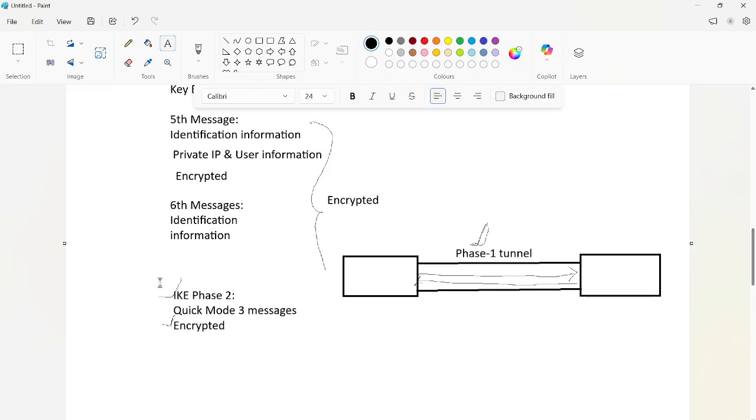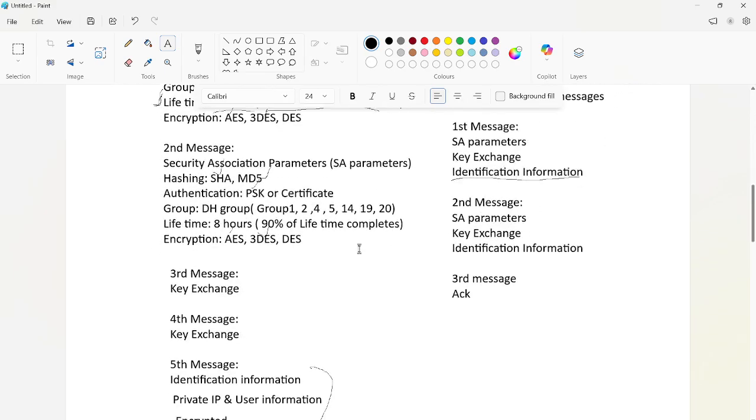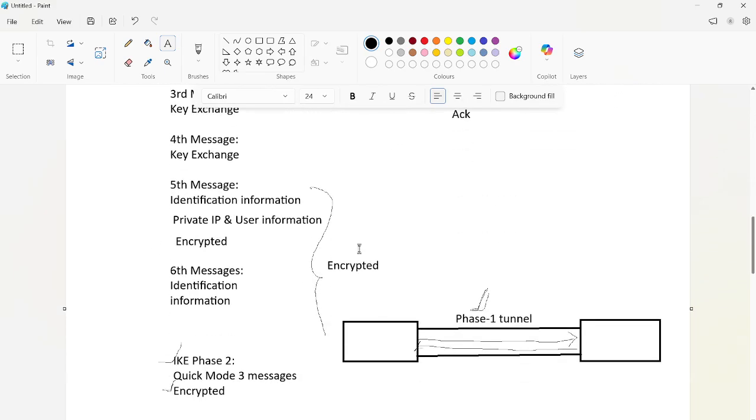So phase 1 will be a management tunnel. Phase 2 will be a data tunnel, where our exact information is going to be exchanged. Our user traffic will flow inside the phase 2 tunnel. We can call it a data tunnel as well.